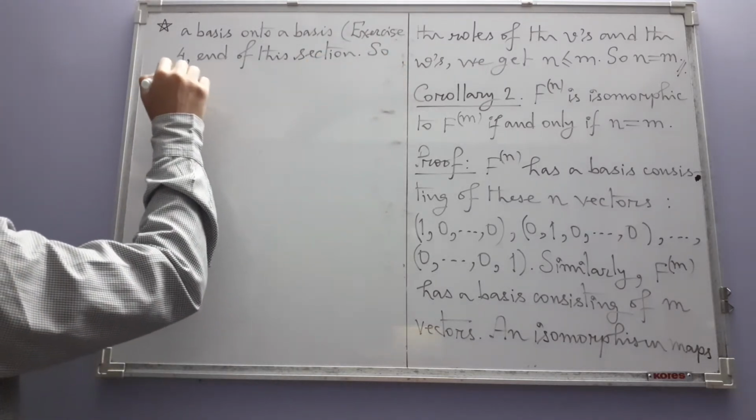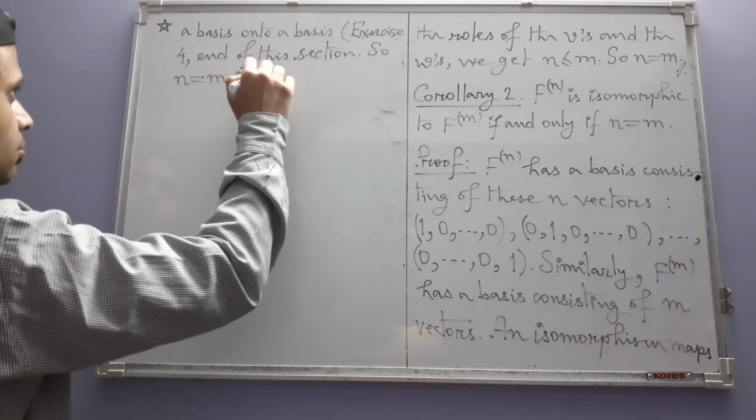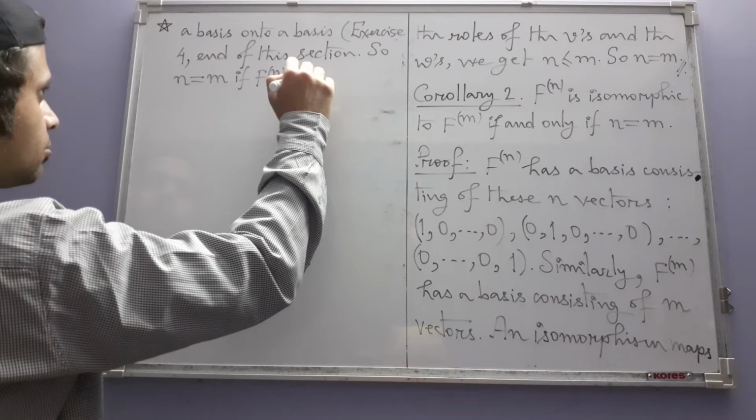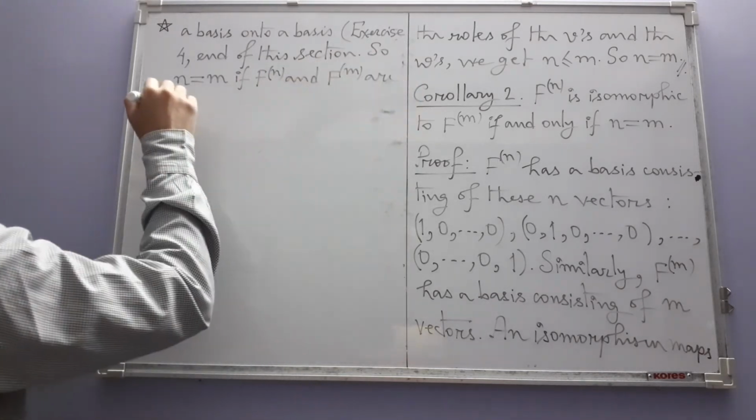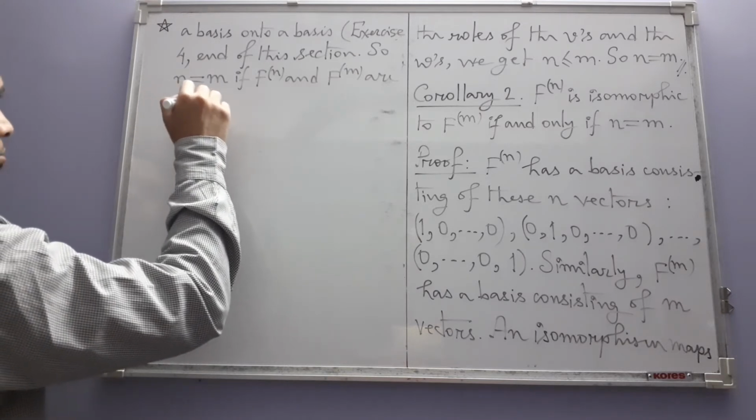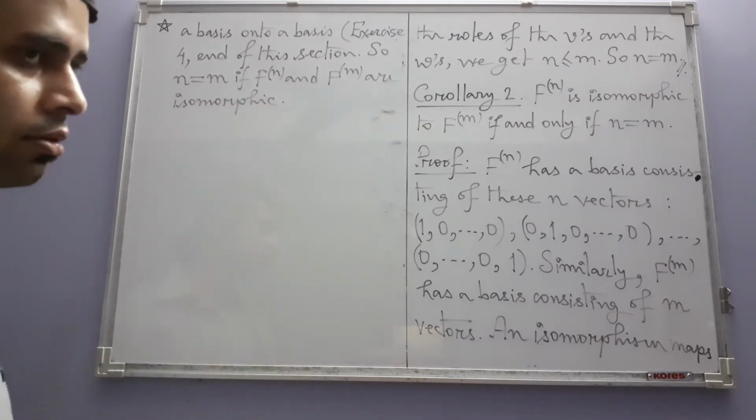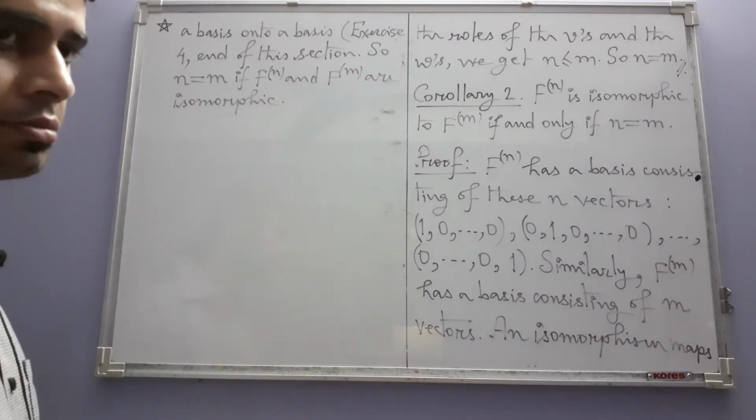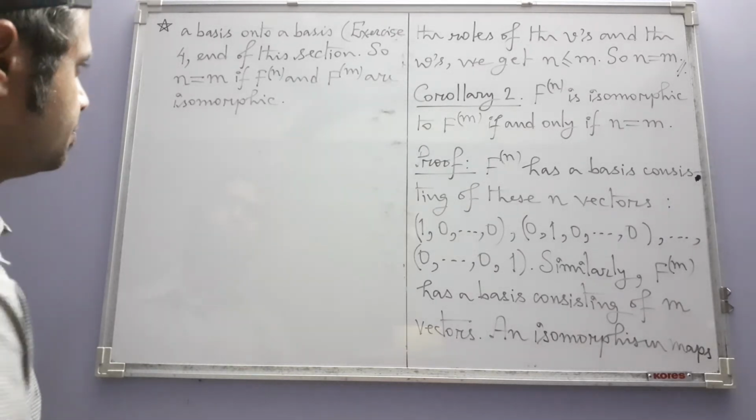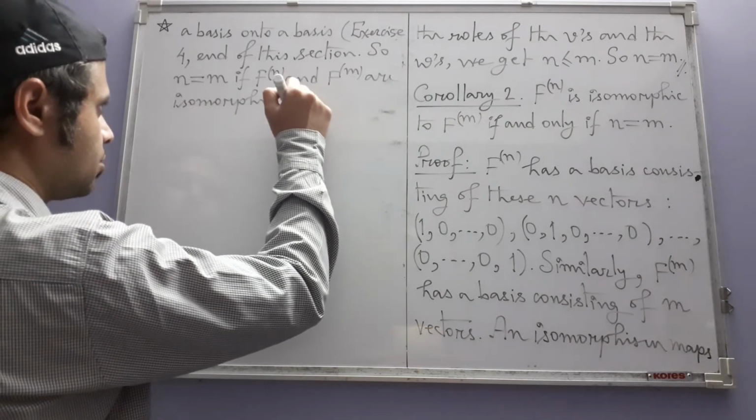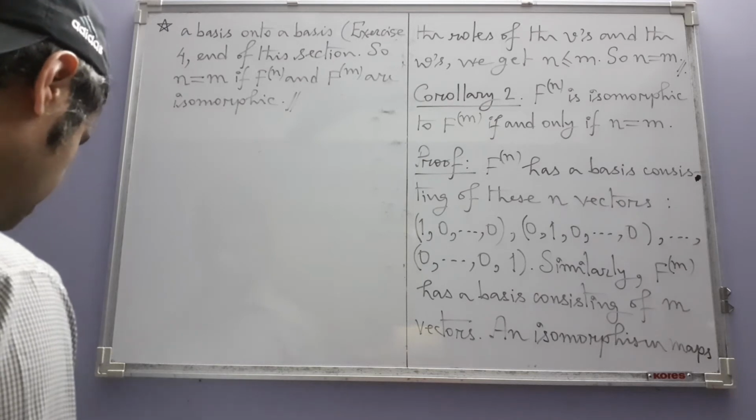So n is equal to m if Fn and Fm are isomorphic. The converse, of course, is obvious. If n is equal to m, then automatically Fn and Fm are isomorphic. In fact, they are the same thing. Okay, so we don't even bother mentioning the converse. So this is corollary 2.